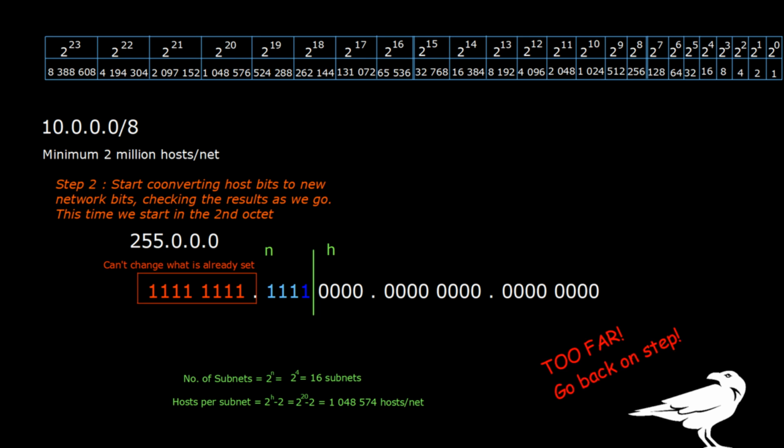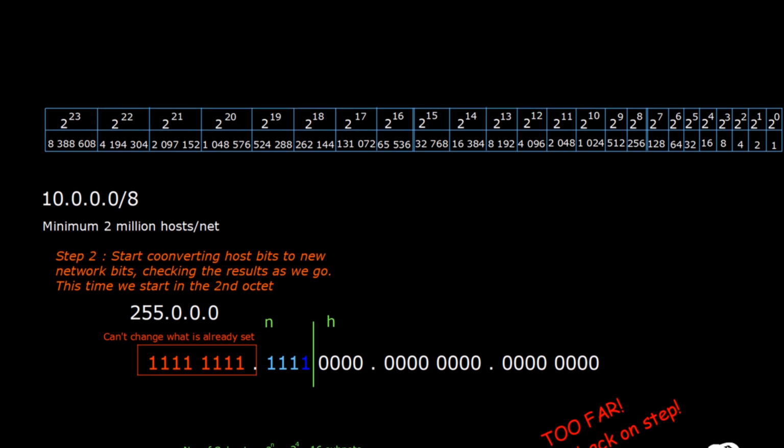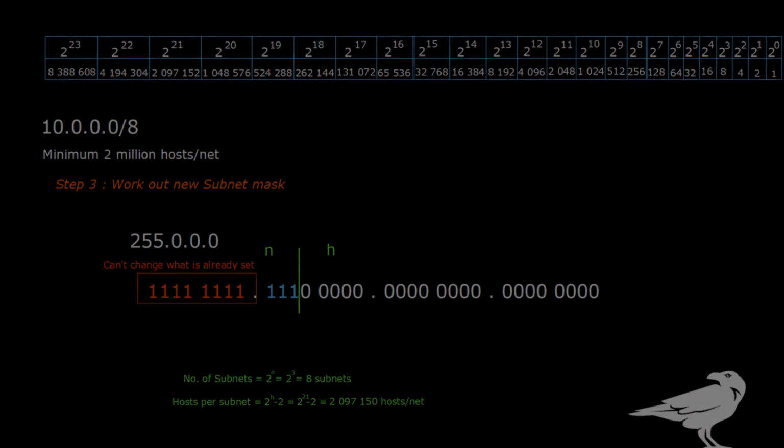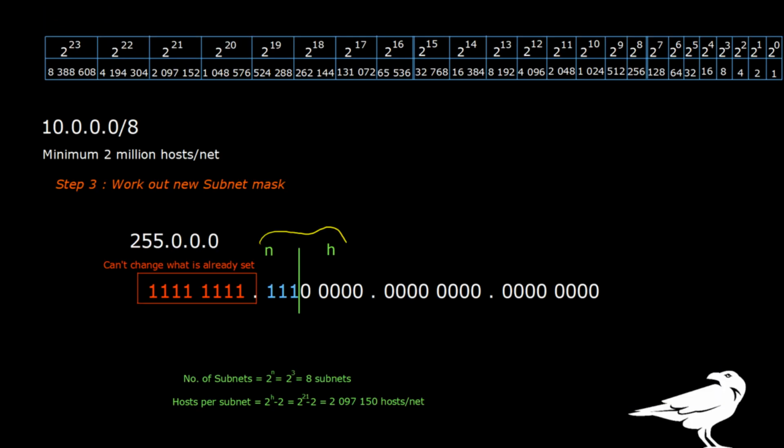So let's go back one, because we went too far, to the first 3 host bits being flipped to network bits. And we better work out what this new second octet is going to look like. So we're going to go plot that under our table. Thankfully, we only need the first 8 columns, so that makes our life a little bit easier. And let's see, 128, 64, and 32 are being used, so that gives me 224.